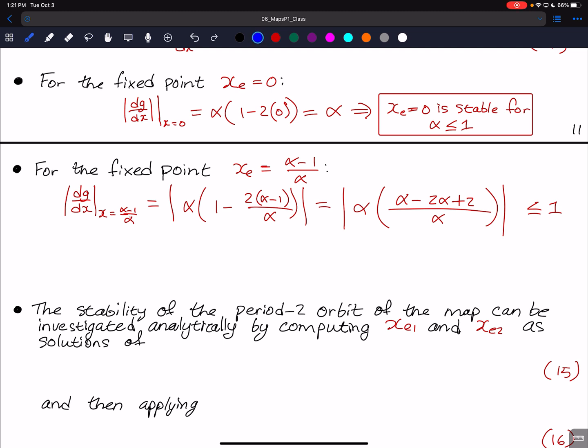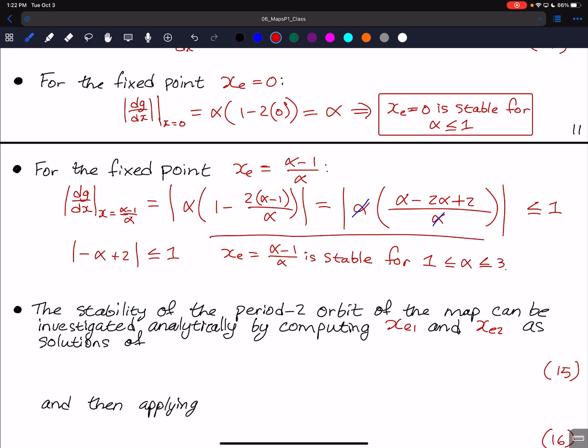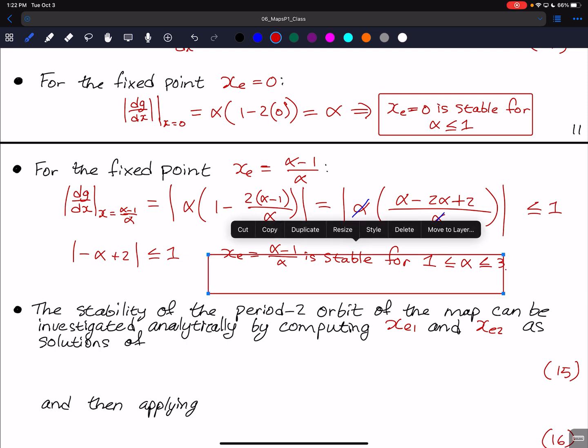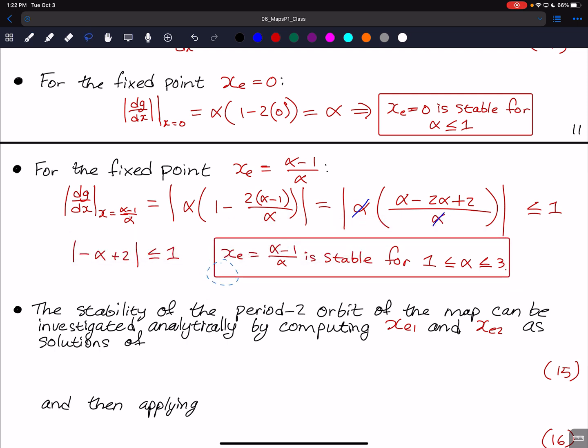You can eliminate this alpha and the alpha in the denominator, such that we find that the absolute value of 2 minus alpha must be less than or equal to 1, and therefore we find that xe equals alpha minus 1 over alpha is stable for 1 less than or equal to alpha less than or equal to 3. Which matches the analysis we got graphically.